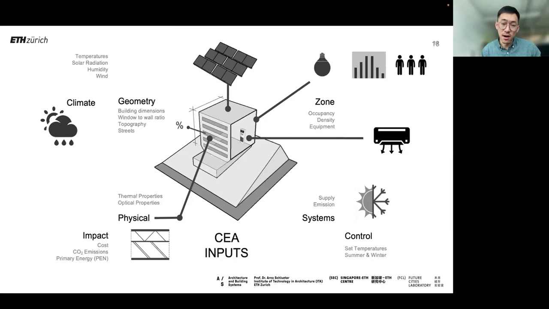And what is required for the building energy simulation in CEA? There are tons of data required. For example, the climate, the geometry, the occupancy data, the system controls, the building envelope information, and the impacts of all these construction components in terms of cost, primary energy use, and emissions.